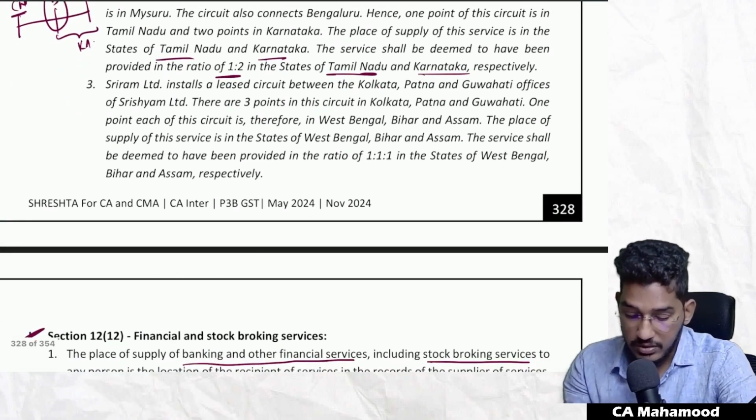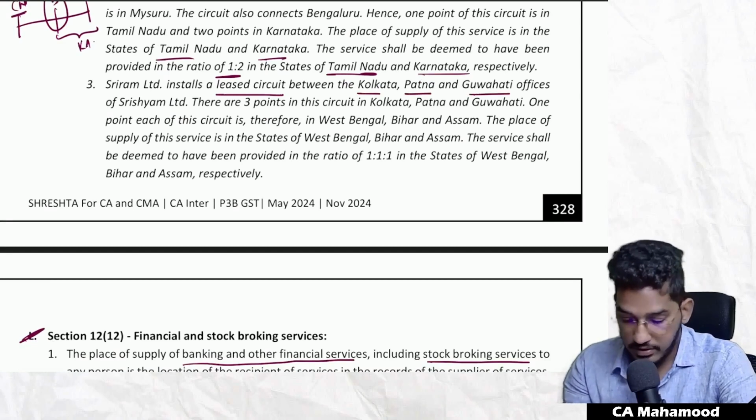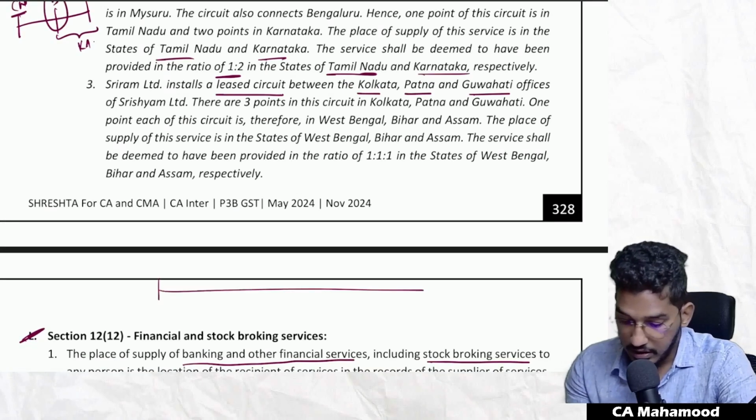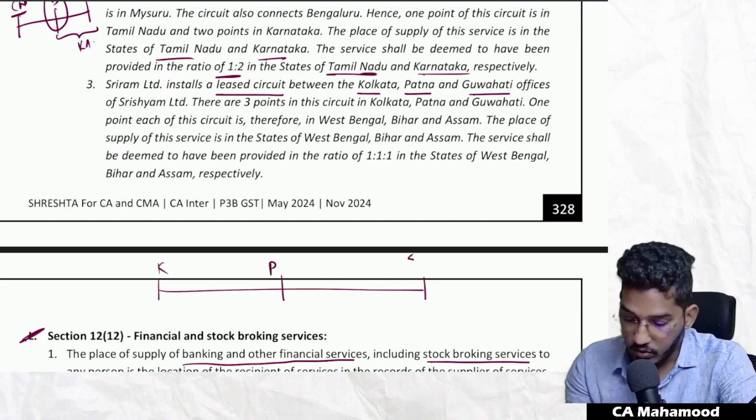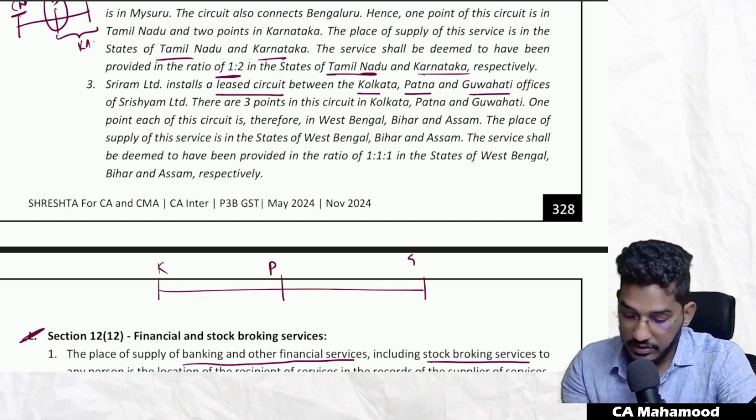Sriram Limited installs a leased circuit between its Kolkata, Patna and Guwahati offices. So three places are there: Kolkata, Patna and Guwahati. There are three points in the circuit, in Kolkata, Patna and Guwahati.